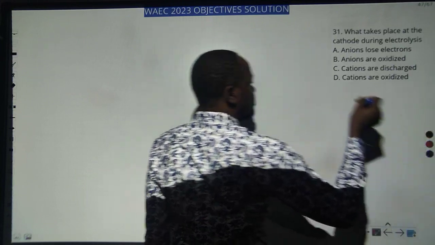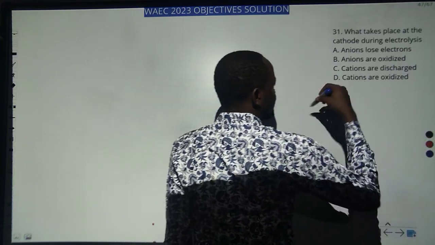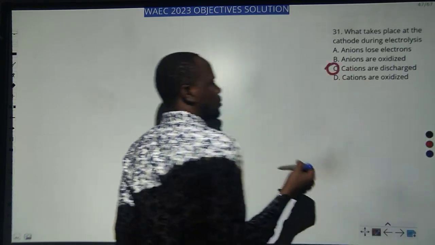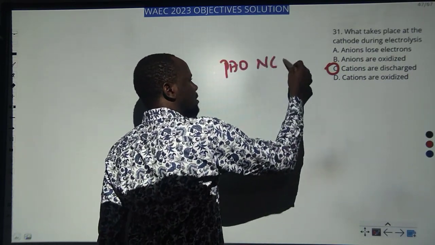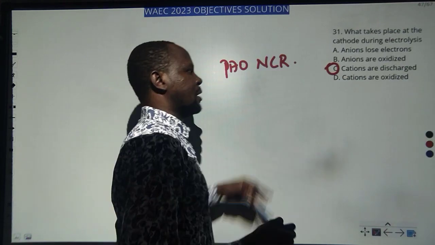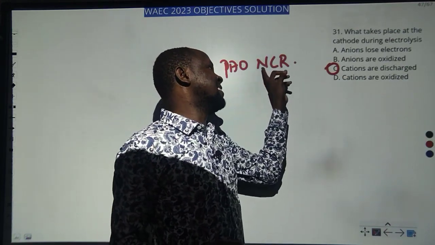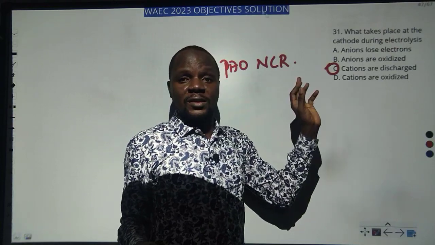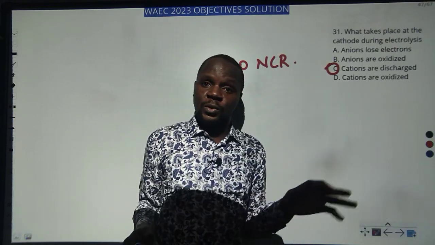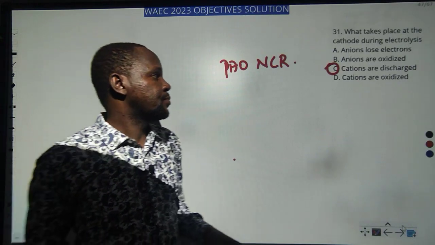So it's good to be careful. Cations are discharged. So note that this is positive anode oxidation, negative cathode reduction. Cations migrate to the cathode, which is the negative pole, for reduction. So cations are discharged is correct. That's why you need to know the subject well, so as not to make mistakes. Next question.